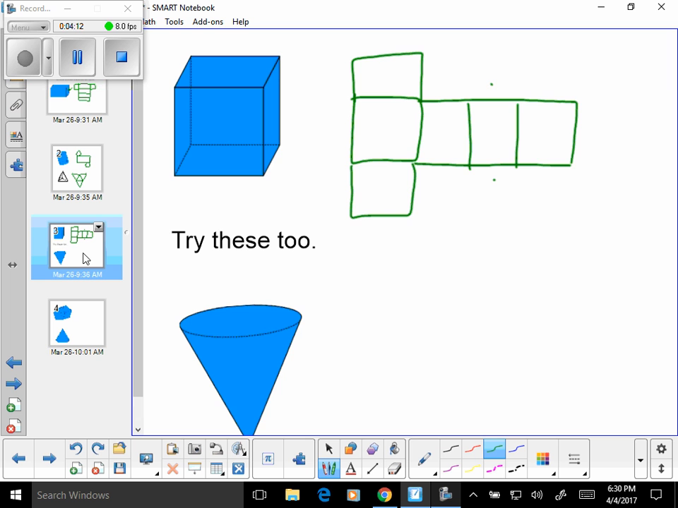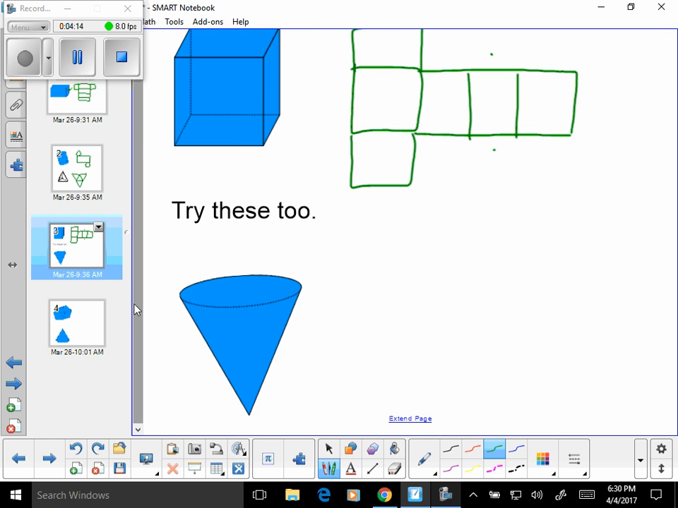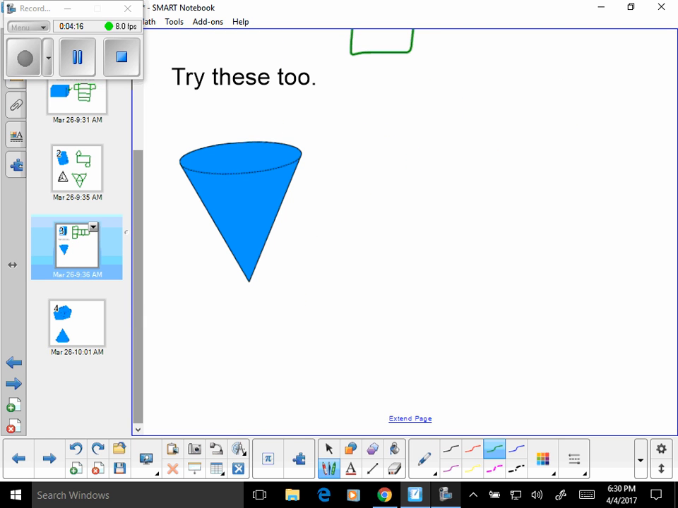Now that you've kind of gotten the idea, how about if you try? This is a cone. What do we have for the base of a cone? The base is a circle. Now, are we going to have the same rectangular label that we would if we had a cylinder? No. What you're going to have here is kind of a partial circle.